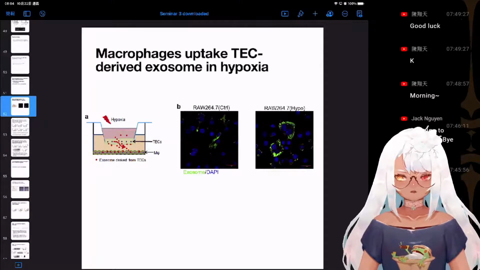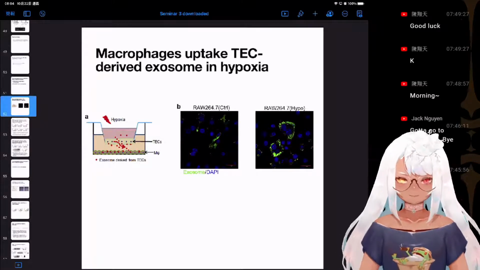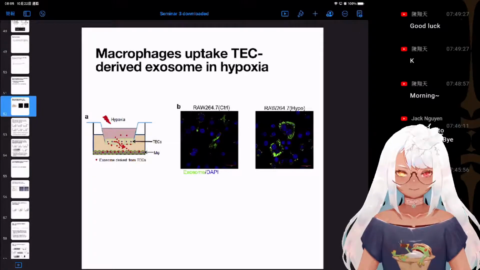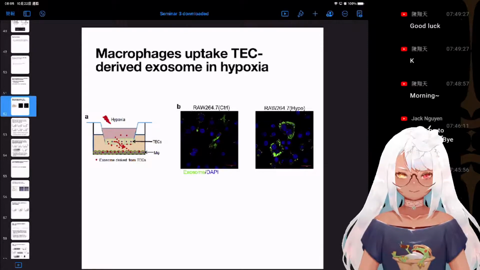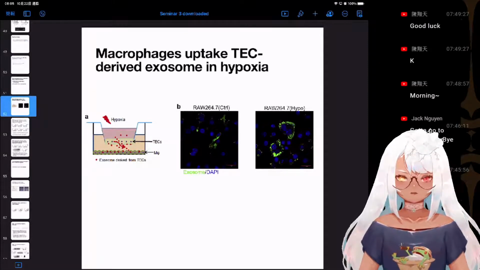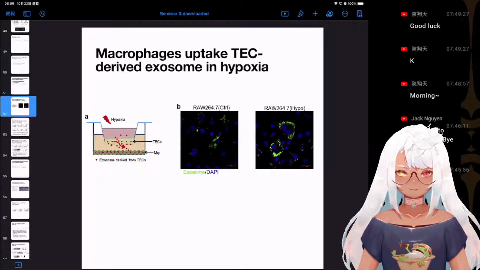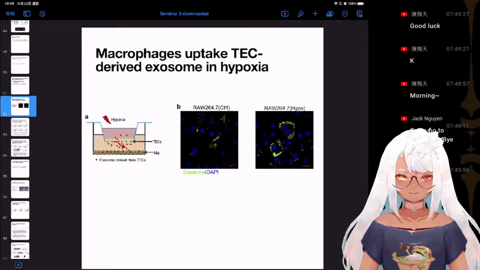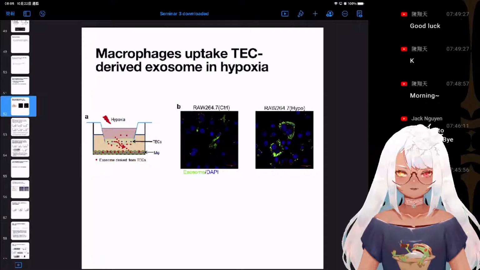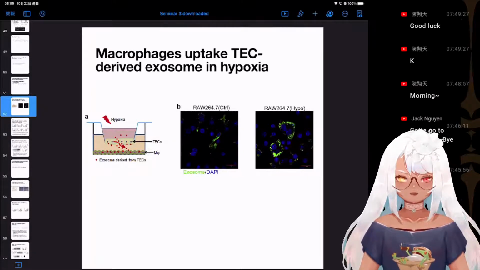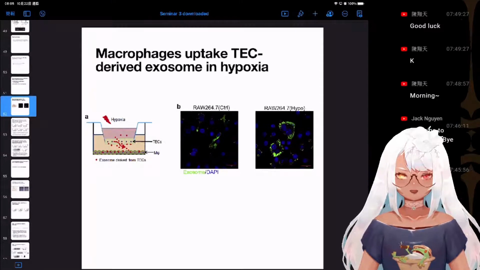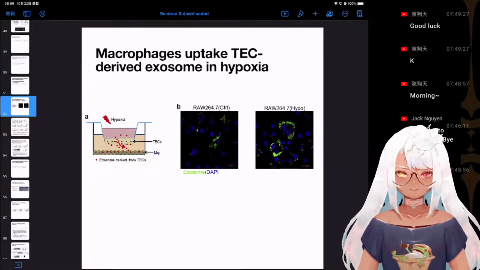Exosomes are stained green, as you can see here, and the macrophage here is a mouse macrophage called RAW264.7. Compared with the control group, we can see that in the hypoxia group, more of these exosomes are internalized into macrophage.